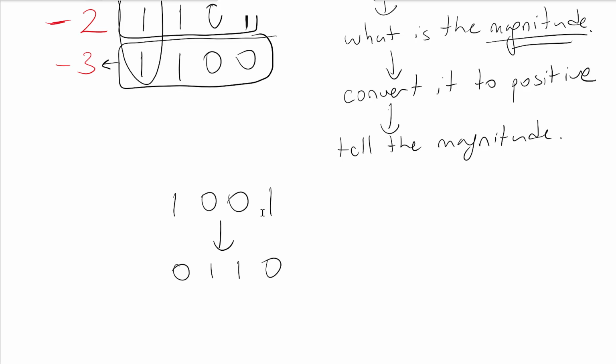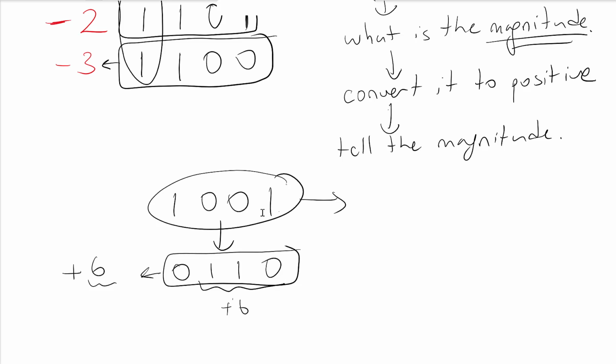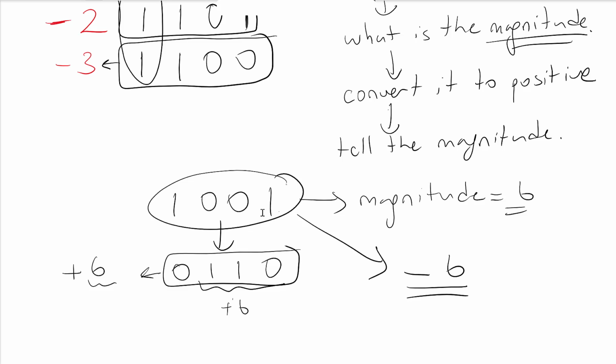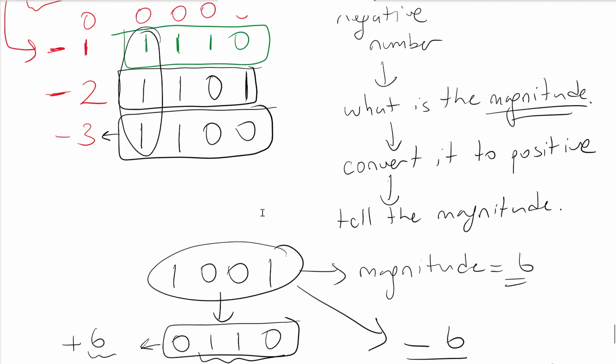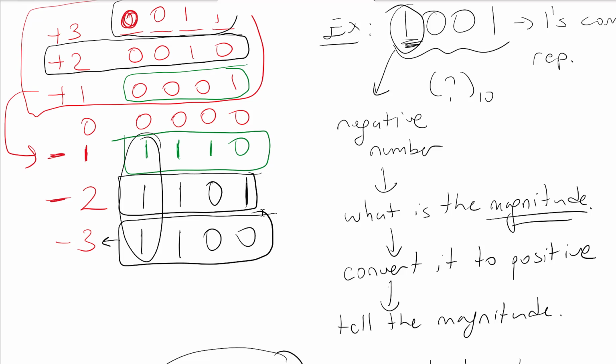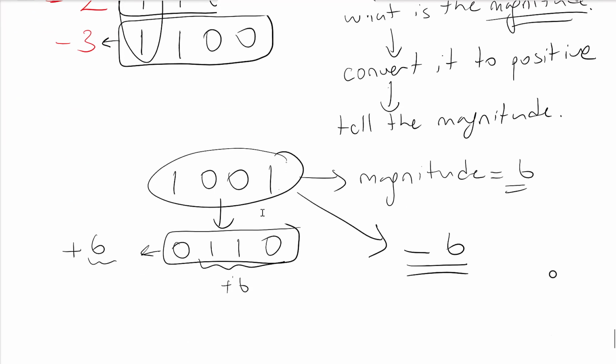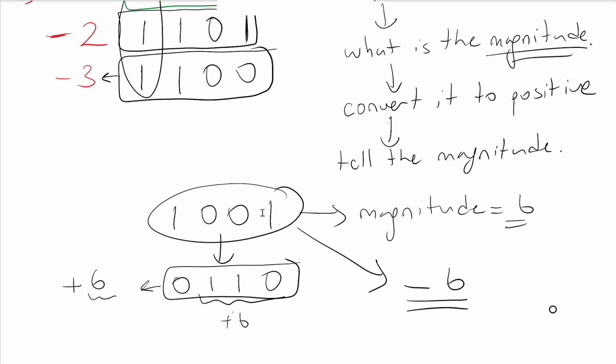So I take one's complement, I complement all the bits or invert all the bits. What is this? This is positive 6, right? So this is the magnitude and it is 6. If this is positive 6, then for this number the magnitude is 6, so the number is -6. This is how you can determine the number in one's complement. If the number is negative, you convert it to positive by complementing, then you find the magnitude, and you already know the sign from here, so you say it is -6.